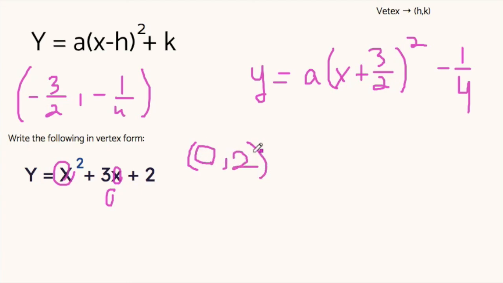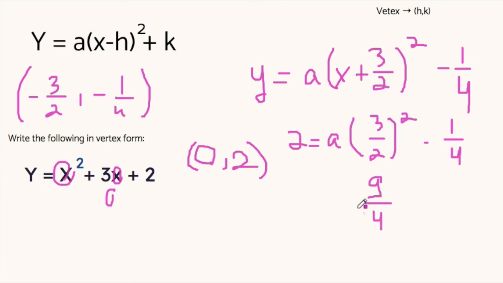Now let's plug 0 and 2 into our vertex form equation to solve for a. y is 2, so 2 equals a times (0 plus 3 over 2, which is just 3 over 2) all squared, minus 1 over 4. 3 over 2 squared is 9 over 4. It's being multiplied by a and having 1 over 4 subtracted. This equals 2, so we're just bringing 2 down. Now, we can move negative 1 over 4 to the other side. In order to do that, we just add 1 over 4 to both sides.